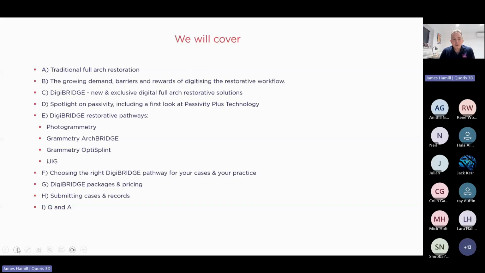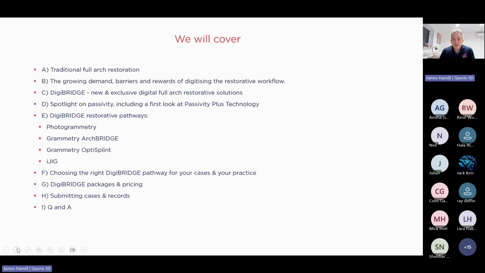in the market. We're going to shine a spotlight on the topic of passivity. It's a very popular topic at the minute, and one that isn't overly clear, but we'll certainly have a little look at it on how we can help you achieve passivity on your cases, no matter your starting point, with what is called passivity plus technology, which has been created by our partners Rowe Dental Laboratory in the USA.